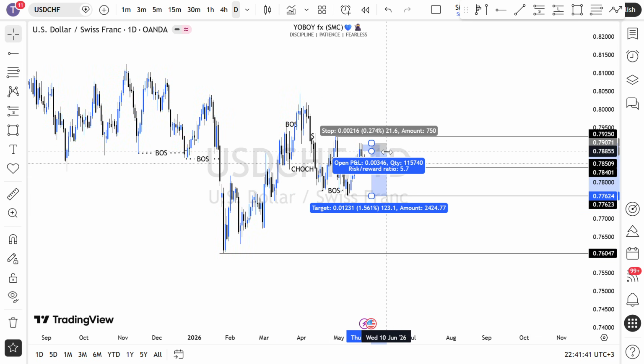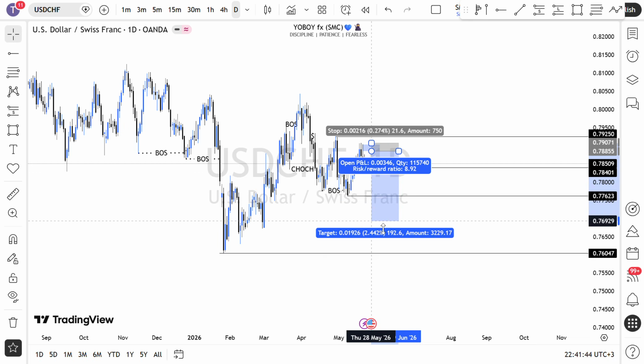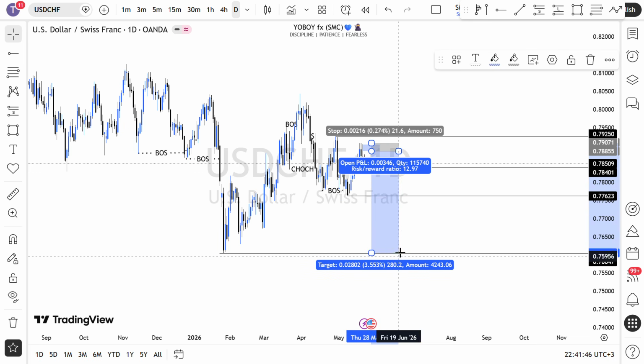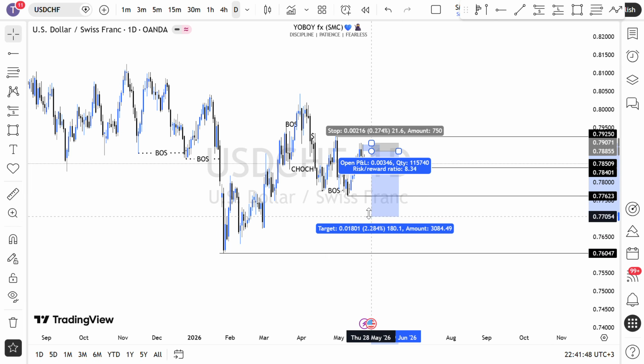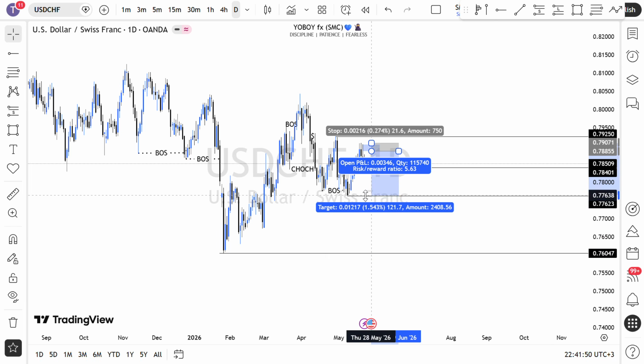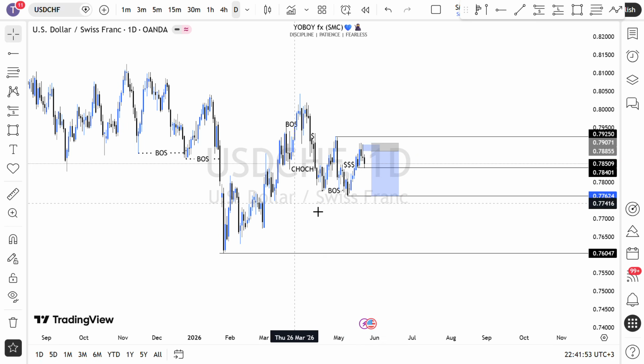It's not advisable to be very unrealistic and be targeting this point down here. So the realistic target should be down here at this external liquidity.